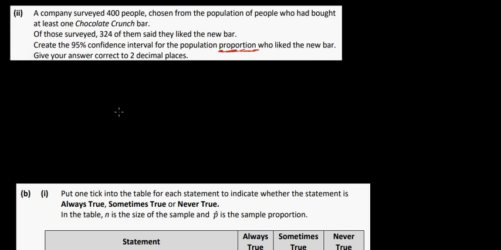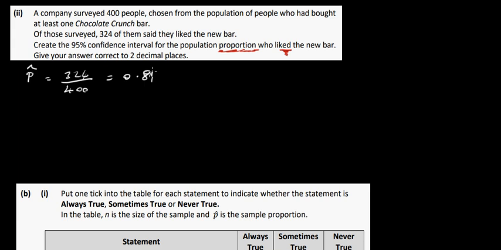So we've got to work out a confidence interval for the proportion. Now, in order to do that, we need our p hat here, our sample proportion. Our sample proportion was 324 people liked it out of 400. And remember as well, just read the question carefully. They're looking for the population proportion who liked the new bar. So the number of people who liked it was 324. Now that is just 0.81. So that's our p hat.